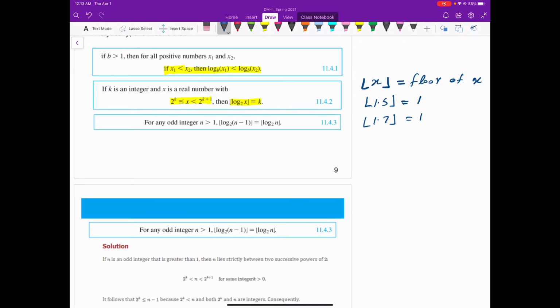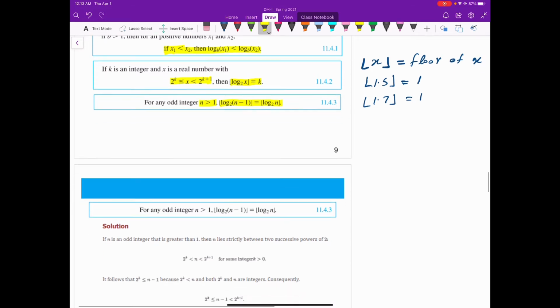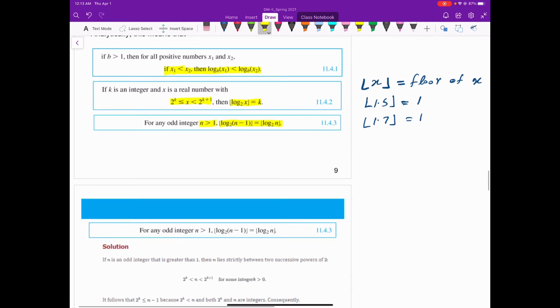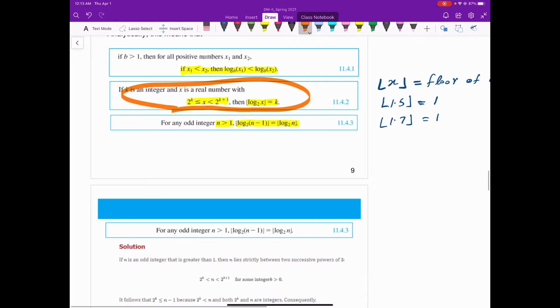In the next condition, for any odd integer n greater than 1, the floor of log of n minus 1 to the base 2 equals the floor of log of n to the base 2. There are two conditions here. This condition is easy to understand. Let me show that right here. All right, let's start showing this result.